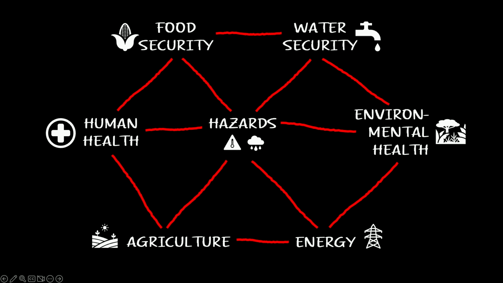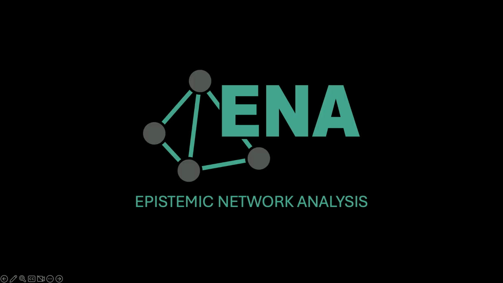And I'm using a tool known as epistemic network analysis to do this kind of work. This is a QE tool, a quantitative ethnography tool, that basically allows you to look at how different concepts appear in data and then model that so that you can compare across large numbers of cases.